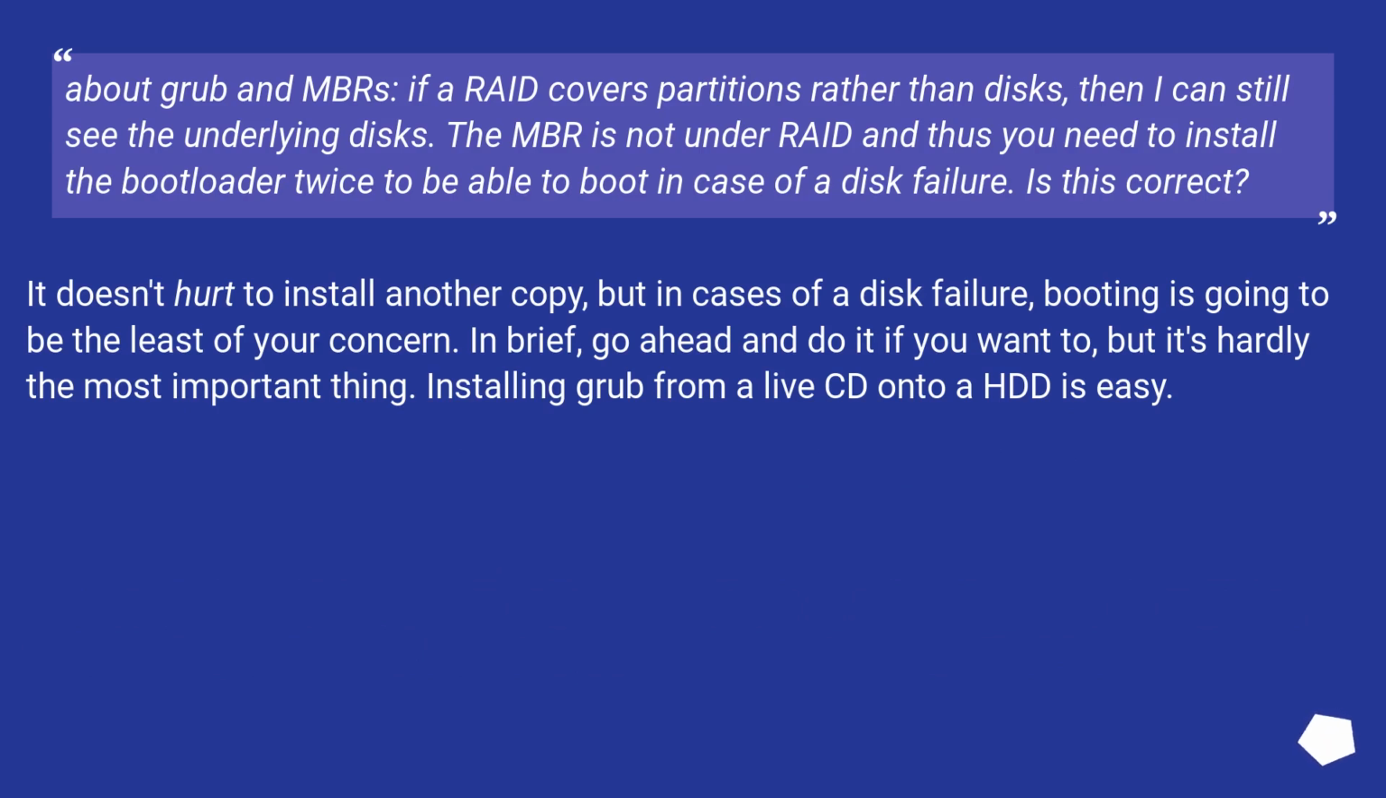About grub and MBRs, if a RAID covers partitions rather than disks, then I can still see the underlying disks. The MBR is not under RAID and thus you need to install the bootloader twice to be able to boot in case of a disk failure. Is this correct? It doesn't hurt to install another copy, but in cases of a disk failure, booting is going to be the least of your concern. In brief, go ahead and do it if you want to, but it's hardly the most important thing.